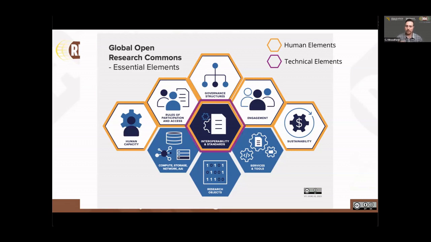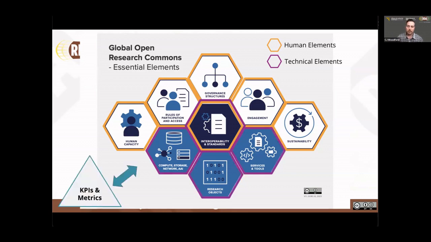Interoperability, standards, and conventions is also a technical element, however, because interoperability, standards, and conventions span all parts of the commons. And so even though we've got them separated out into essential elements, there are parts that are interwoven together. So also within technical, we've got compute, storage, network, and authorization authentication infrastructure, what also might be called ICT, services and tools, and your research objects themselves.